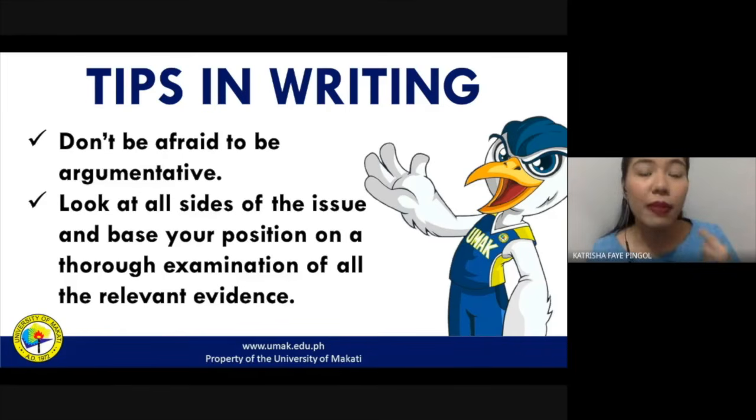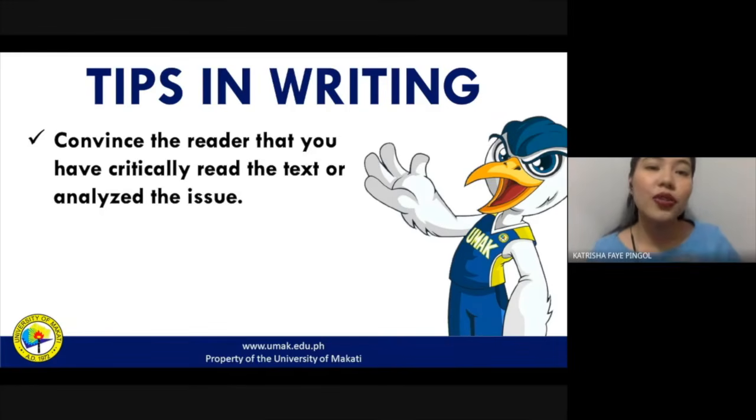If you really believe that there is something wrong or something that is not right about a particular topic or a particular issue and you don't agree with it completely, then try to examine everything before you make your final stand or before you state your final viewpoint regarding that particular issue. Next, it is also best that you convince your reader that you have critically read the text or even analyzed the issue as well. Now, how do you do this convincing?